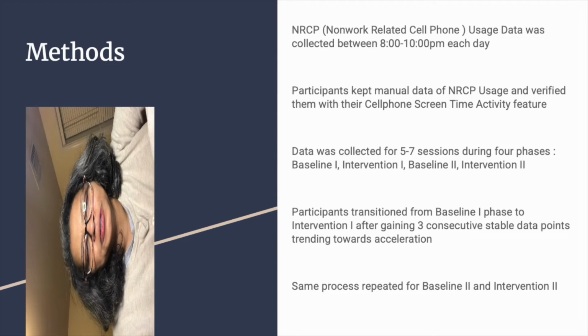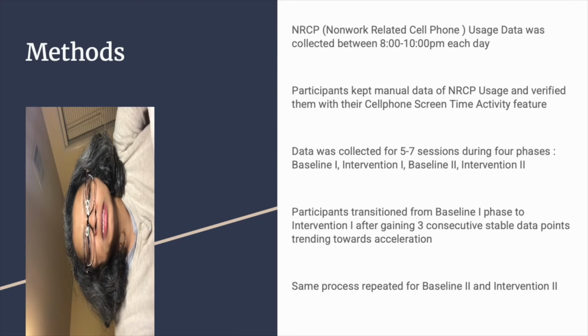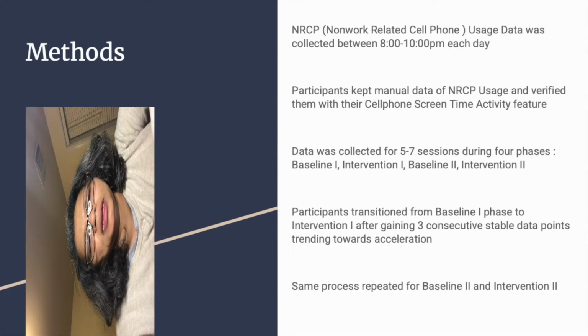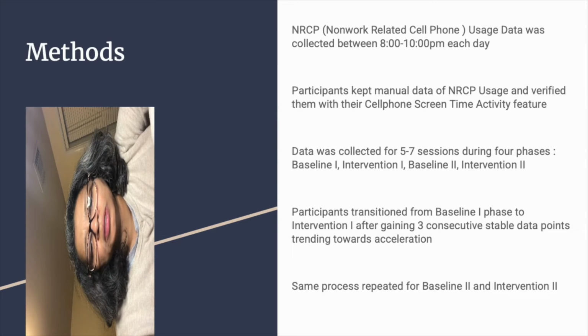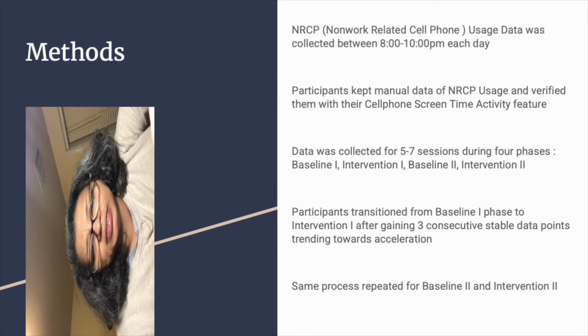Hi, today I'm going to talk about the methods that we used for the cell phone replication study. The first thing is that the non work related cell phone usage, which was coined as NRCP, usage data was collected every day between 8 p.m. to 10 p.m. Since we are all working in our group, we thought that would be the best convenient time for us to collect data instead of collecting it for the entire day.